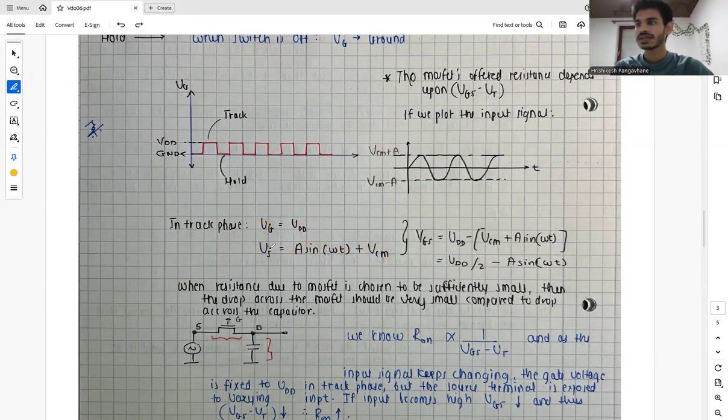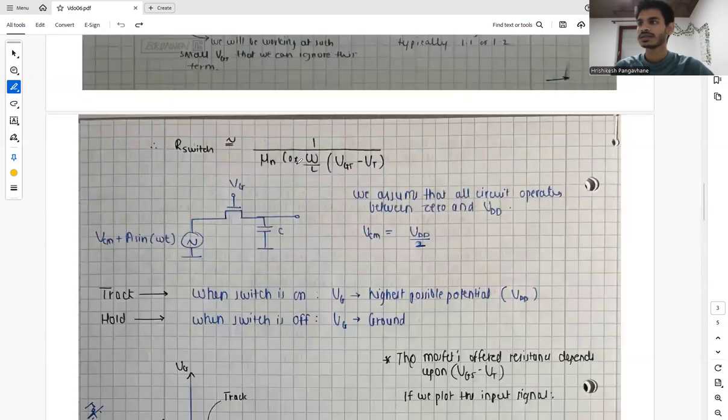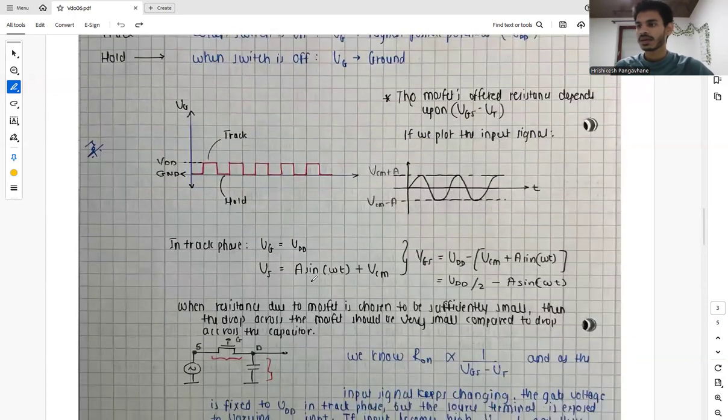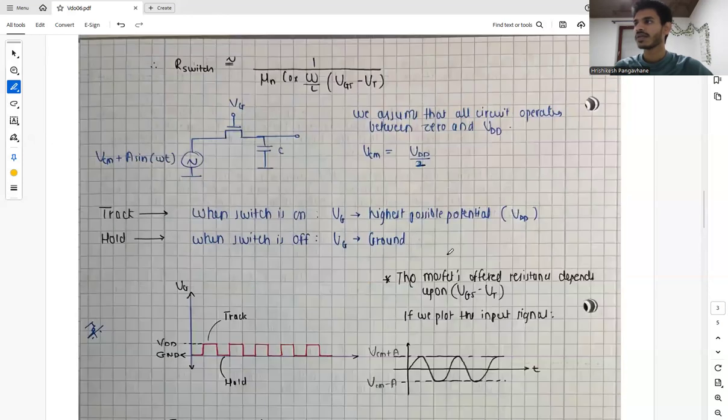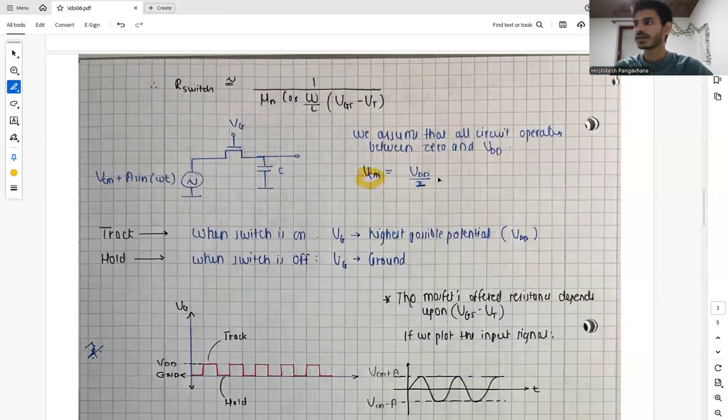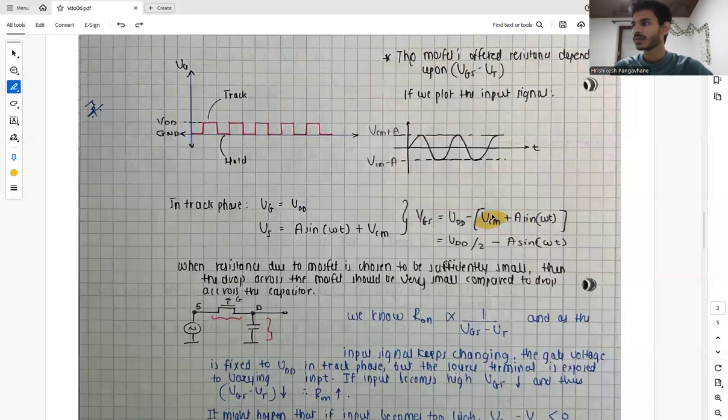So then what will be VGS? Because the resistance is dependent on VGS. We are saying that VT as of now is constant. Vs is this. So VGS is basically VG minus Vs. And when we take the difference, we have VDD minus VCM plus A sin omega t, where our VCM is VDD by 2. So we put the value of VCM as VDD by 2, then we get VDD by 2 minus A sin omega t as the value of VGS.